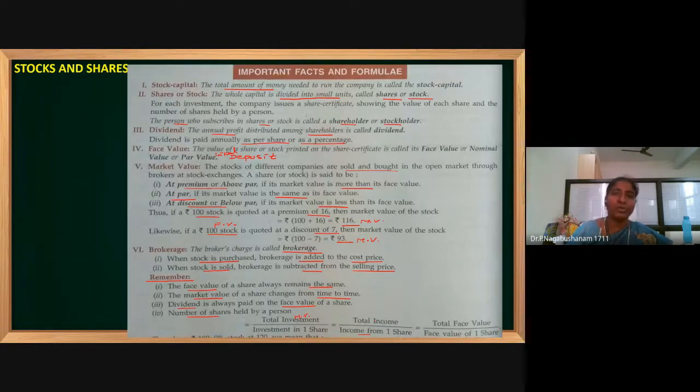If I don't know the number of shares, but I have the information of total income, total profit, and the profit of one share, then I can calculate like this to identify how many shares I have in the company. These are the basic terminologies.